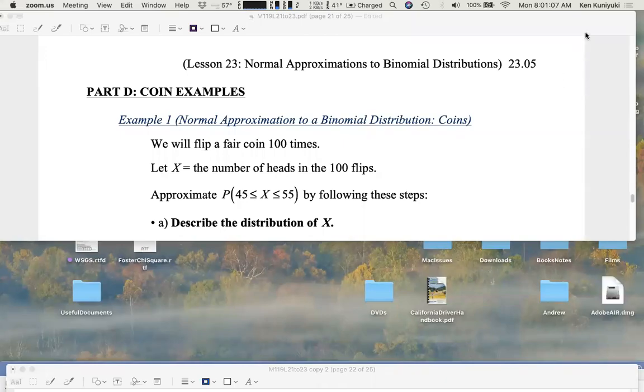Hi everyone, let's continue with lesson 23 and do some examples of normal approximations to binomial distributions. Example 1 is our classic coin example. We will flip a fair coin 100 times. Let x equal the number of heads in the 100 flips, so a head is a success. Approximate the probability that we win our bet.